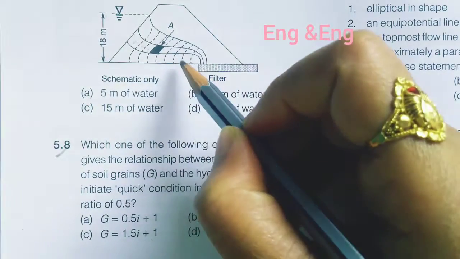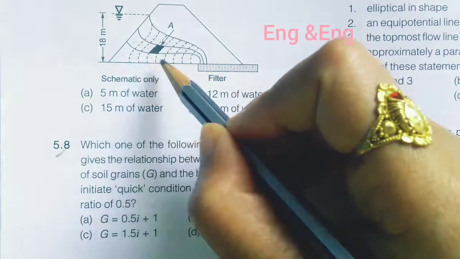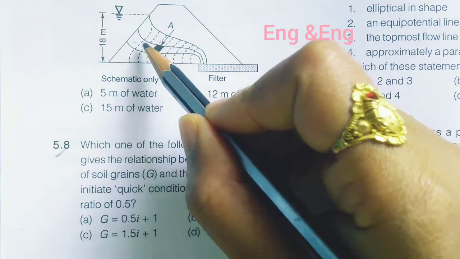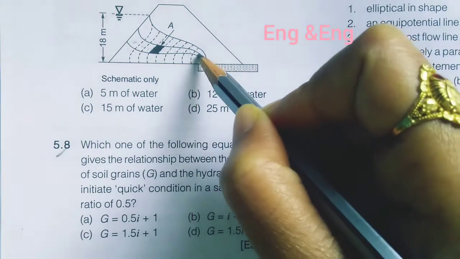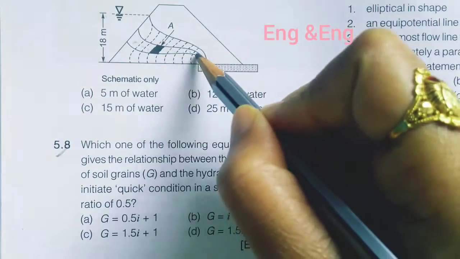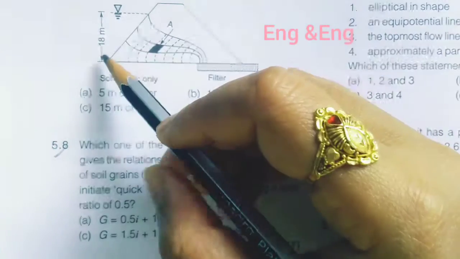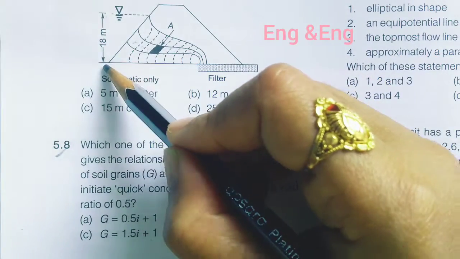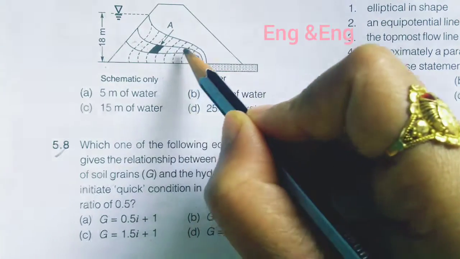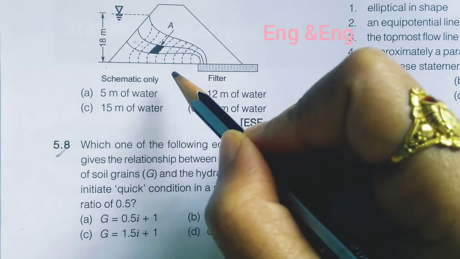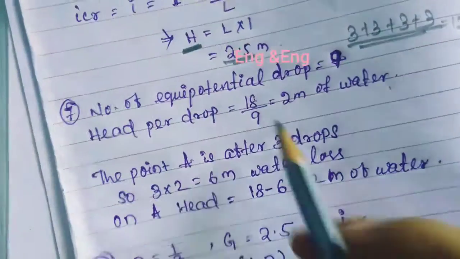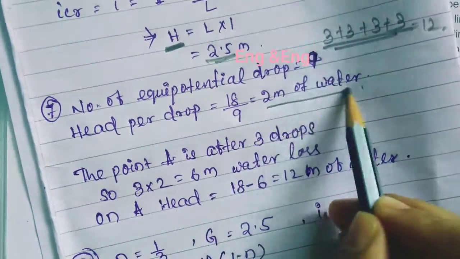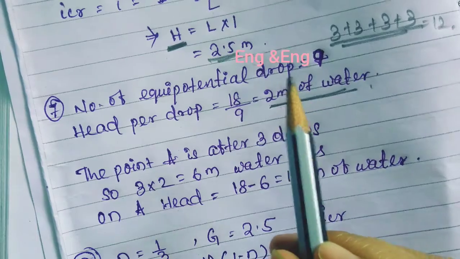So first count the number of drops. How many drops are there? 1 2 3 4 5 6 7 8 9. So 9 drops are given. So total head is 18 meter, total drops is 9. So per drop, what will be the head? 18 divided by 9, that will be 2 meter of water per drop.